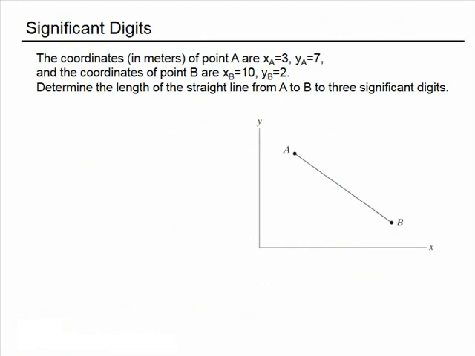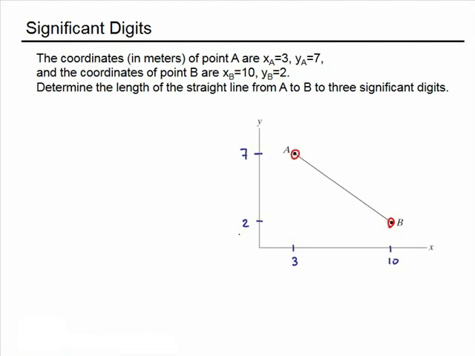Let's take a look at this problem, but dealing with significant digits. The point A, right here, has coordinates in units of meters of 3 for the x and 7 for the y. And the coordinates of point B, right here, has units of 10 in the x and 2 in the y.